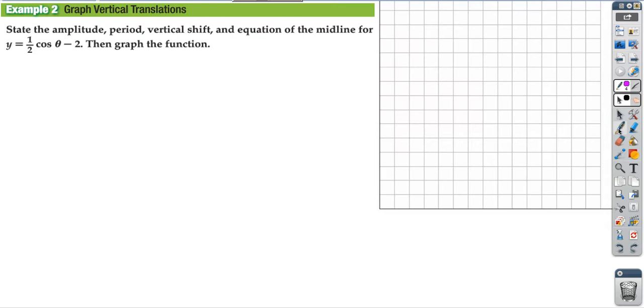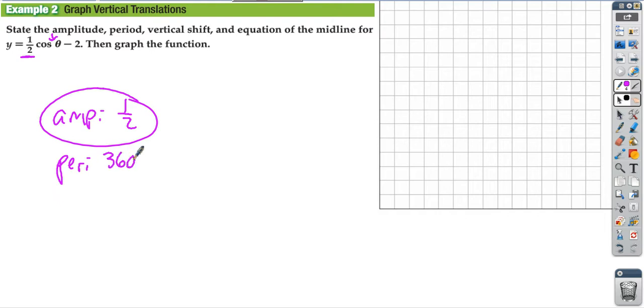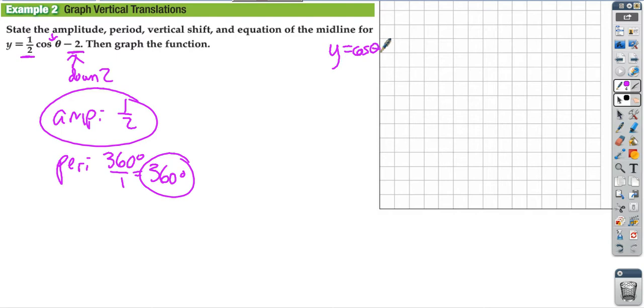Okay, so let's do this graph now. It's not a horizontal shift, but this time it's going to be a vertical shift down. So the amplitude is always this number right here, which is 1/2. The period is always the number in front of theta divided into 360. So in this case it's 360 divided by 1, which is 360 degrees. So same period as normal. And then this one right here, add to y, go high, we're subtracting from y, so we're going to go down 2. Okay, so what I'm going to do is graph the regular cosine function, and then we'll just take that and shift it around in order to get the transformed version.